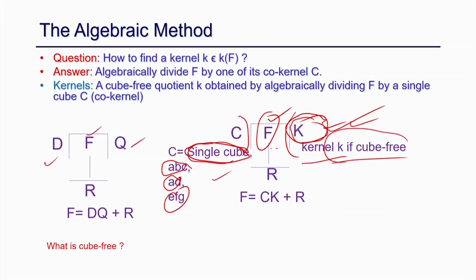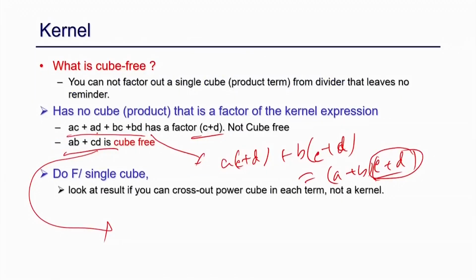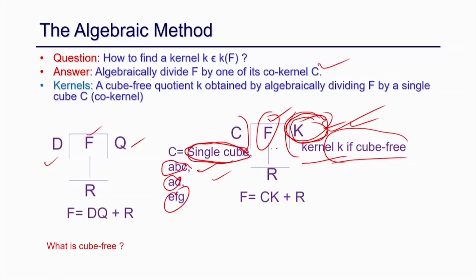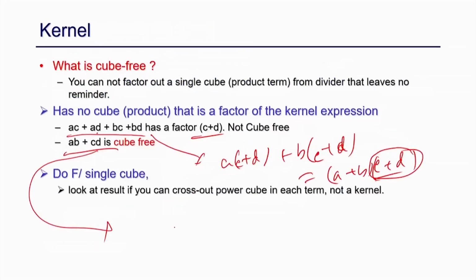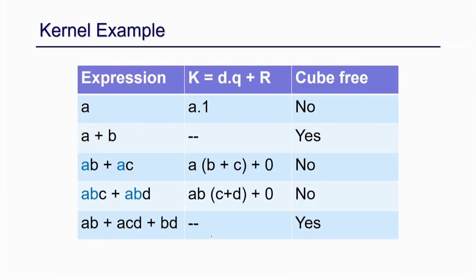So, the answer I just talked about is that we algebraically divide the function by the co-kernel, this single cube is the co-kernel, and if this k is a kernel, then that is the place where we should look. That is what I just talked about here, that the algebraic divisor answer is in the kernel of k. But how it is important, I will talk about this. Before that, I will explain this kernel further with examples.